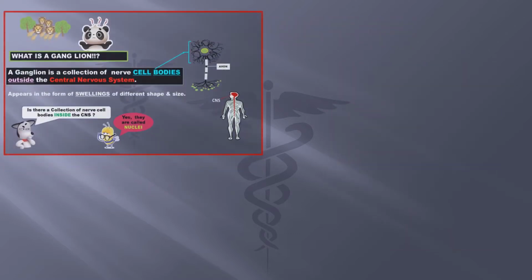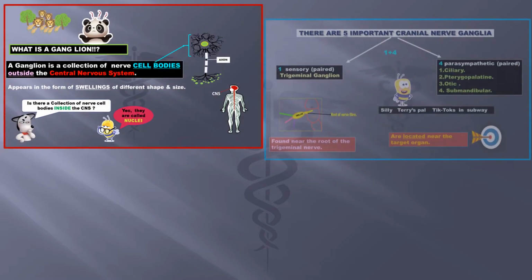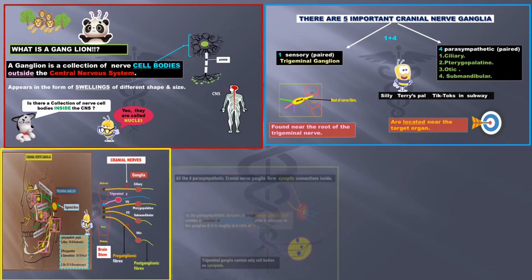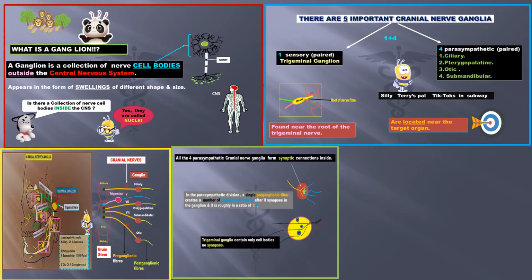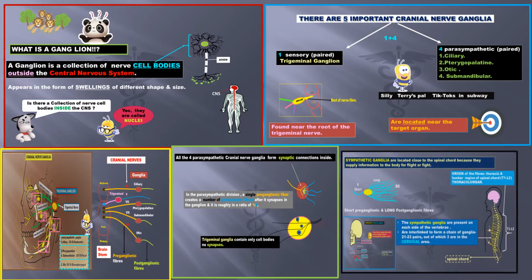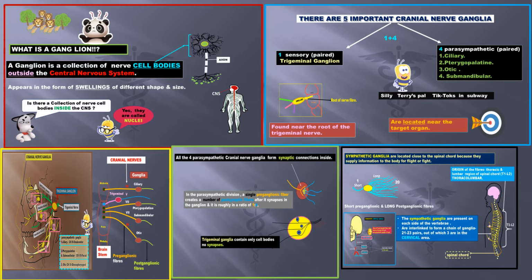We will find out what a ganglion is made up of, the 5 important cranial nerve ganglia, the nerves on which they are found, certain common features of these ganglia, also very briefly about the sympathetic chain of ganglia, parasympathetic ganglia, and sensory ganglia present all over our body.